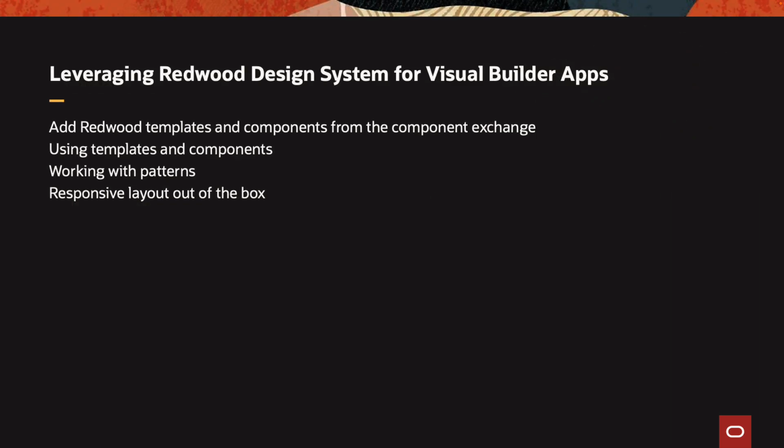In this demonstration, we're going to show you how Visual Builder can work with components that are created based on the Redwood design patterns. We'll show you how you can pick up templates and components and use them in your application. We'll show you how you can use complete patterns to implement quick layouts in your application, and how the user interface that you're creating has built-in responsive capabilities that allow you to render it successfully on various device sizes.